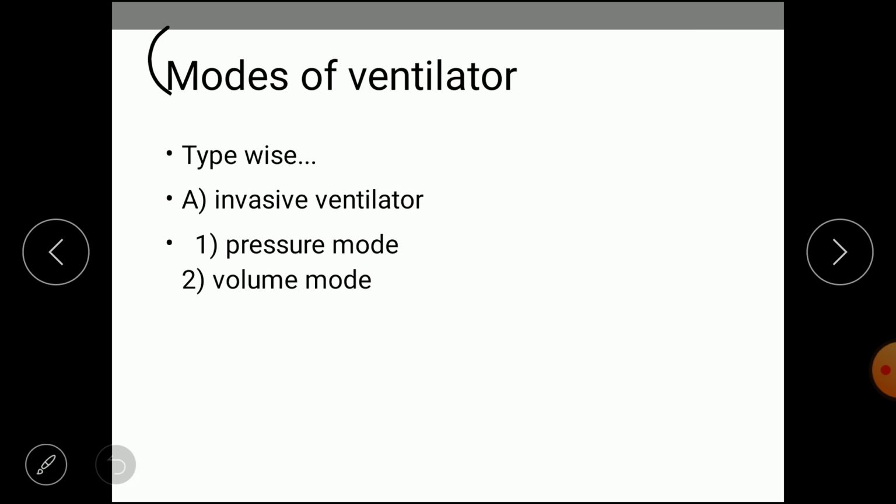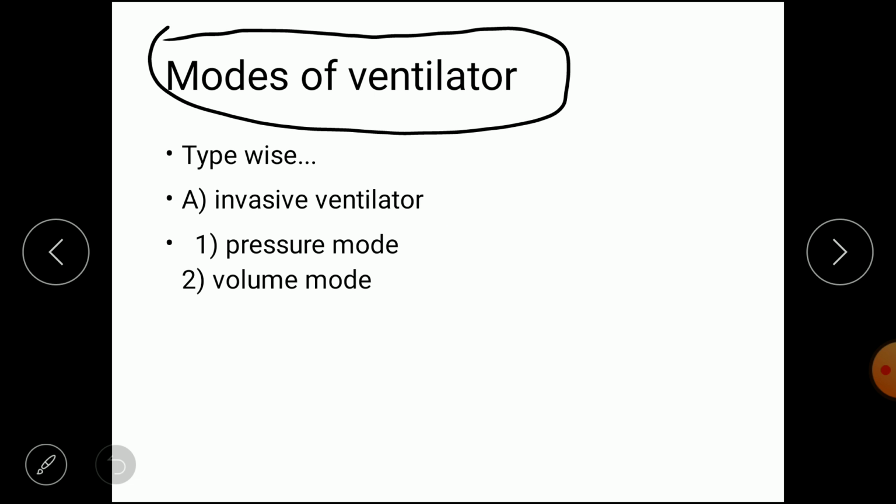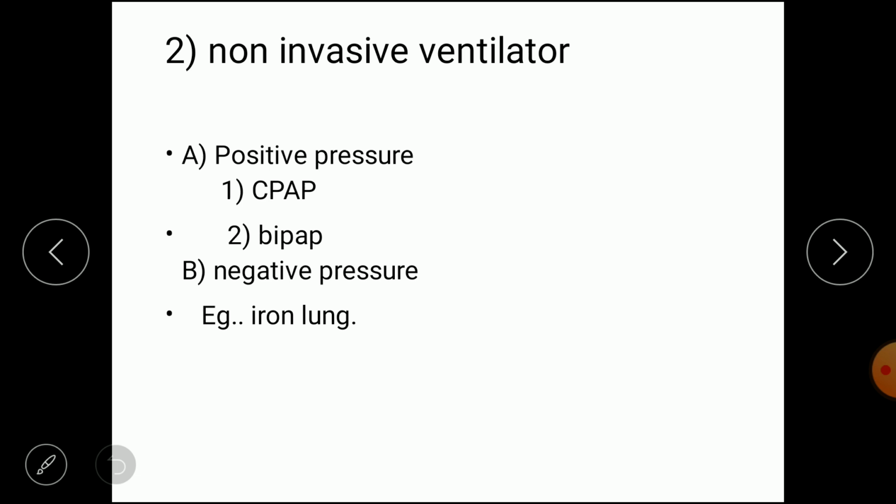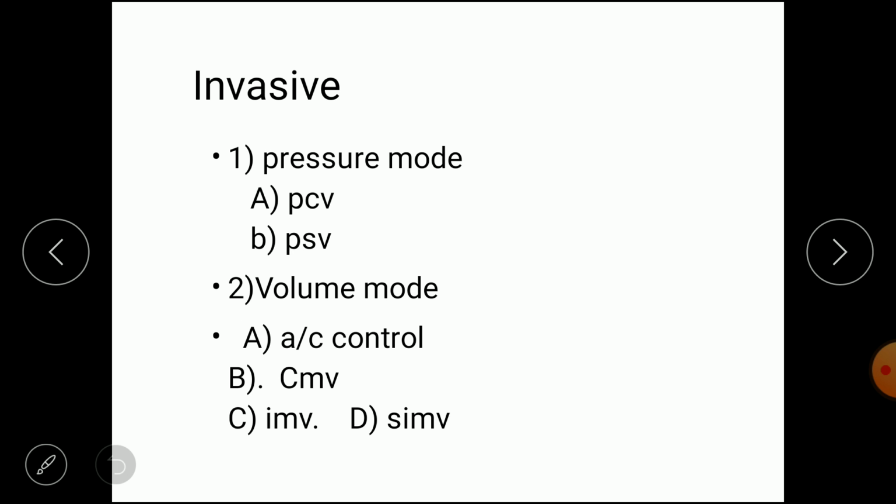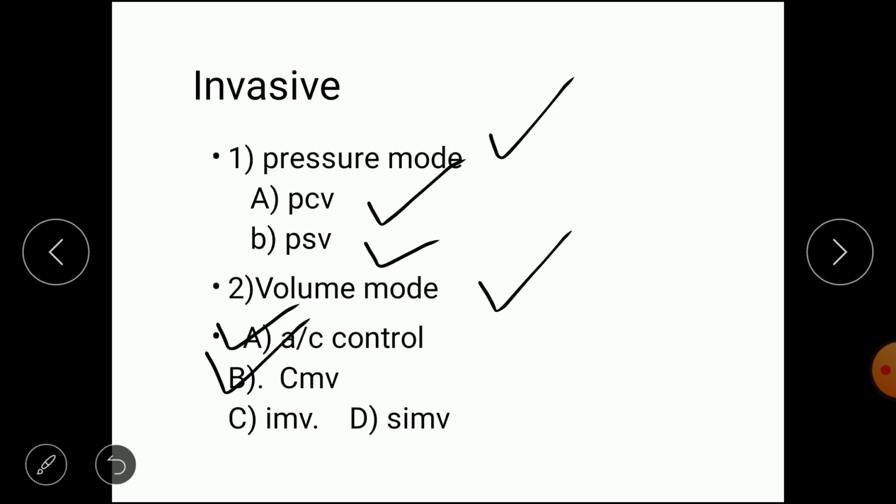Then which are the modes of ventilator? Okay, modes of ventilator. So in that there are two types, that is invasive ventilator and non-invasive ventilator. Okay, and as subtypes, in invasive ventilator there are two modes, pressure mode and volume mode. In pressure mode the PCV and PSV modes come. In volume mode there are a total of four types of mode, that is AC control mode, CMV mode, IMV mode and SIMV mode.